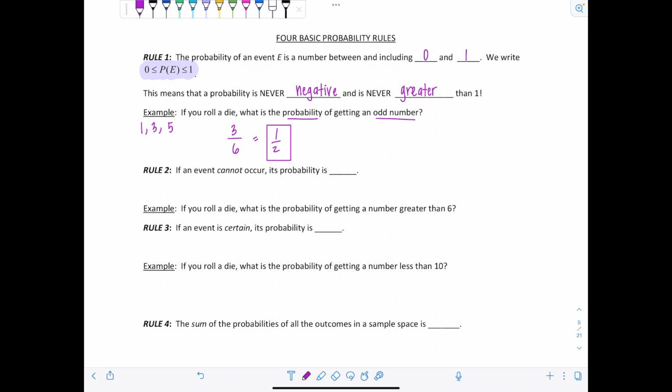Rule number 2 of probability. If an event cannot occur, if it's impossible, then the probability is 0. So say I asked you the following question. If you roll a die, what's the probability of getting a number greater than 6? Well, are there any numbers greater than 6 on a regular die? We're not getting fancy schmancy. No, right? So the probability of that happening is 0. Impossible. Not going to happen.